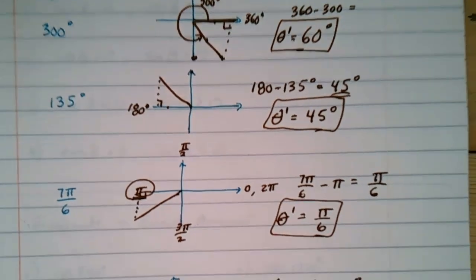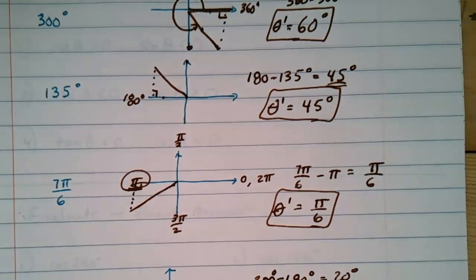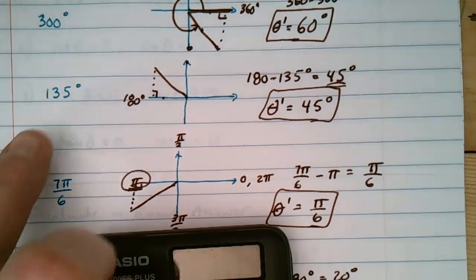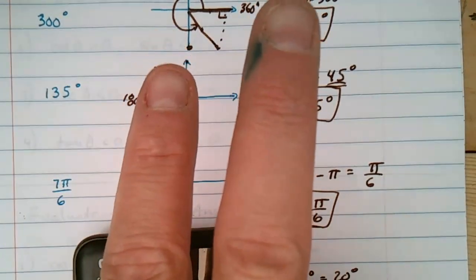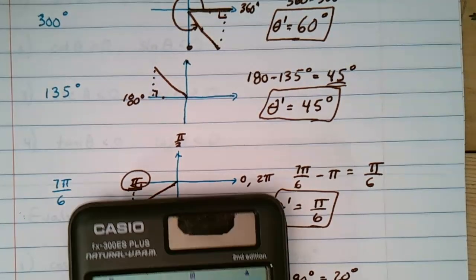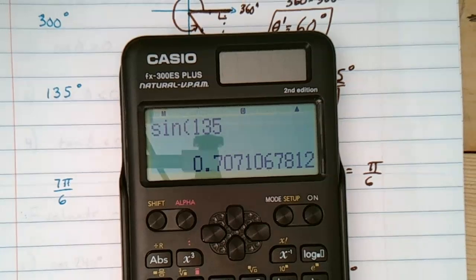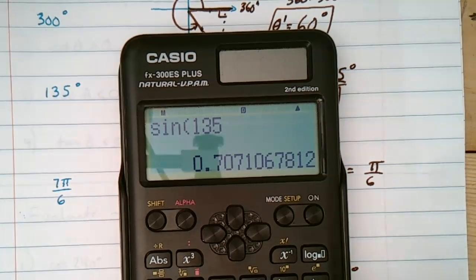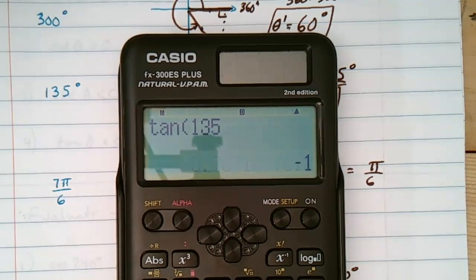Let's try a different one. 135 is in quadrant what? Quadrant 2. So the sine of 135 should be positive, and the cosine and the tangent should be negative. Let's find them. Sine of 135, positive 0.707. Cosine of 135, negative 0.707. And the tangent of 135, negative 1.